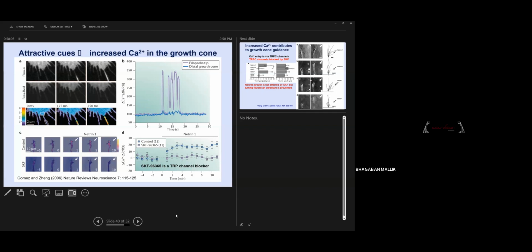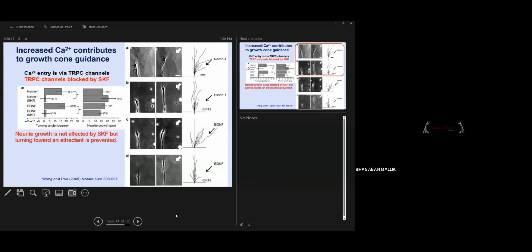But when they use this SKF, which is a blocker for the TRP channel, you don't see such an increase in calcium concentration in the tip of the filopodia because it blocks this channel. That's why you have a decrease in the change in fluorescence even if you have treated with netrin-1. So the conclusion is that you have a local increase in calcium concentration at the tip of the filopodia when the filopodia finds an attractant molecule like netrin-1. That's what is shown here.